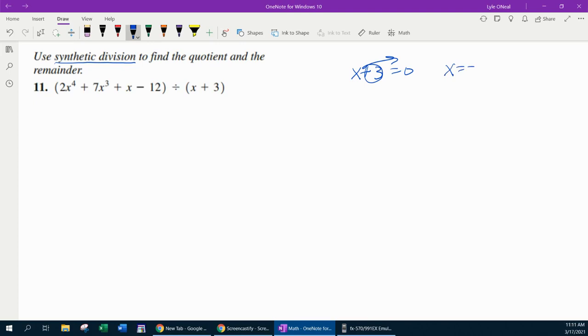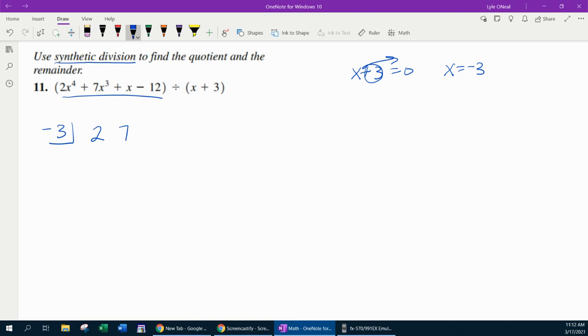And so that's going to give us x is negative 3. And then we're going to stick that number in a little box here. Next to that box, we're going to write out the coefficients of the dividend, making sure that every power of the variable is represented. So starting with x to the 4th, that coefficient is 2. And then the next would be x to the 3. And then next would be x to the 2, x squared.